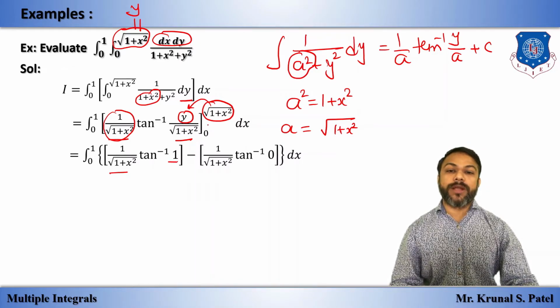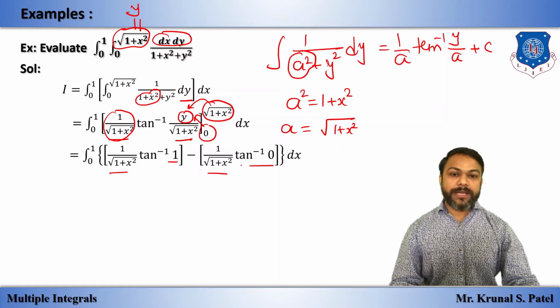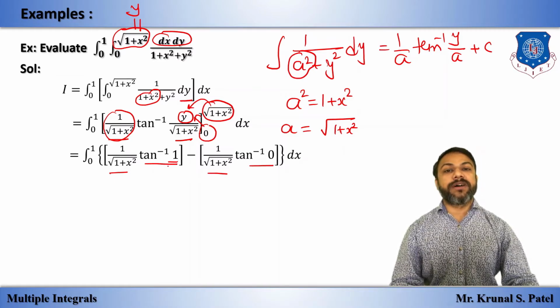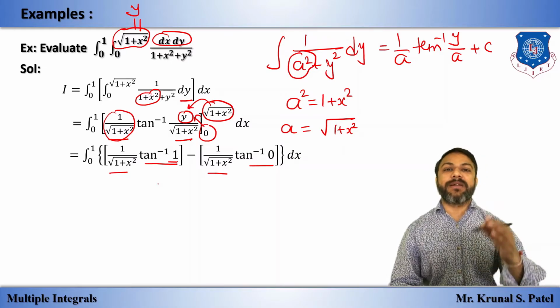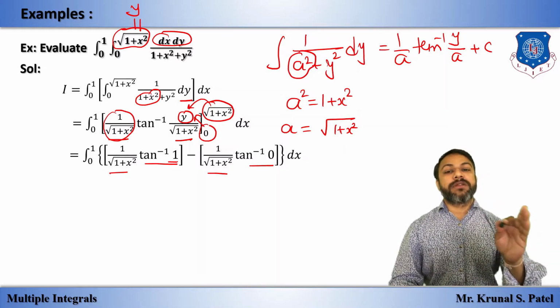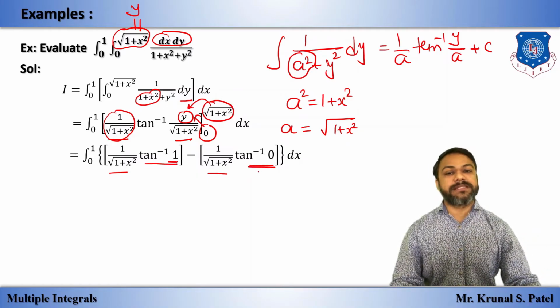Minus, for the lower limit 0: if we put 0 in the place of y, 0 upon something will be 0. So 1 upon under root 1 plus x square as it is, and tan inverse 0. Now what is the value of tan inverse 1? We all know pi by 4, because tan pi by 4 is 1. So tan inverse 1 is pi by 4. In a similar way, tan inverse 0 is 0.